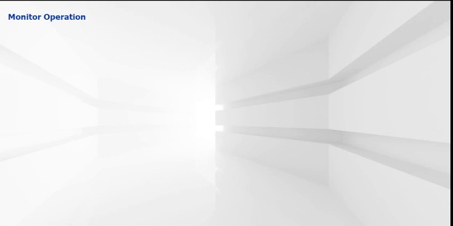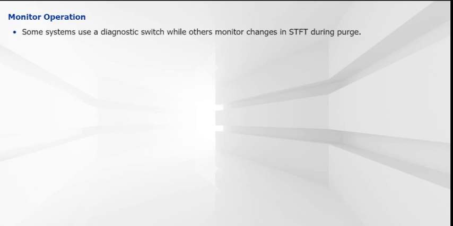Like leak detection, there are several methods used for checking purge flow. On some systems, the EVAP monitor looks for a drop in short-term fuel trim, plus or minus, as the canister is purged. If there is no change or the reduction in fuel trim is not within a programmed tolerance, the monitor will fail.